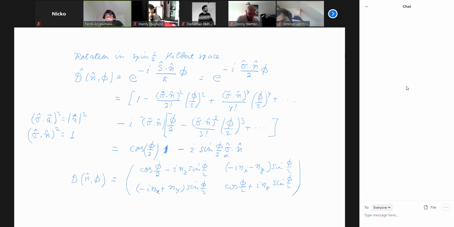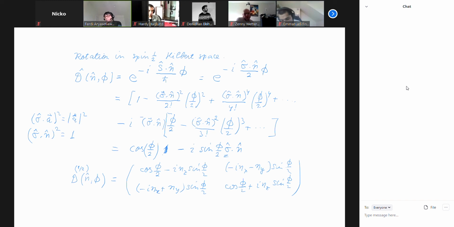Phi here. This is the explicit expression for the rotation operator in spin space. Sometimes this is labeled with 1/2 like this, to indicate that it is a spin half. So that's the spin half representation of the rotation matrix.